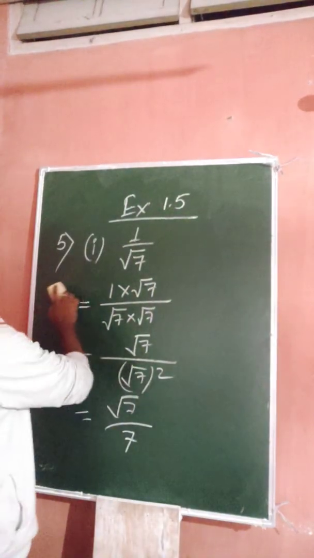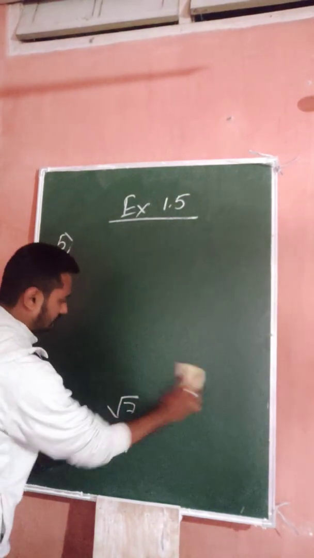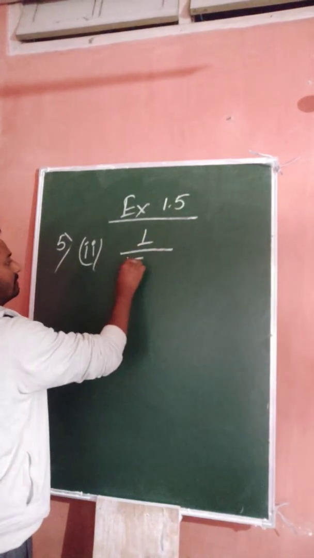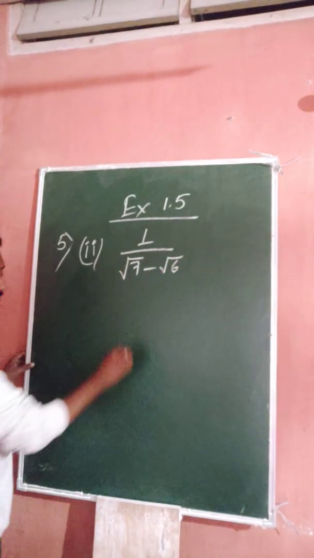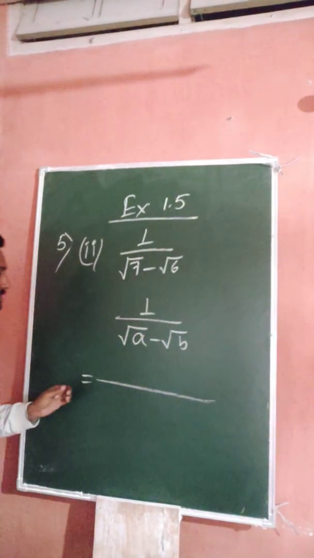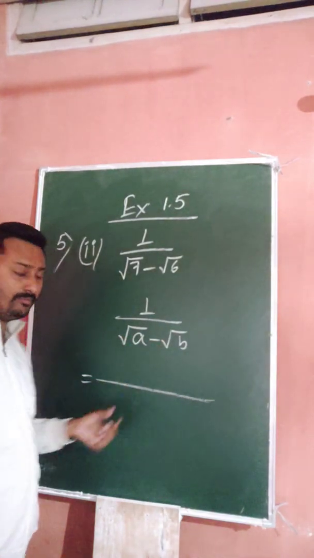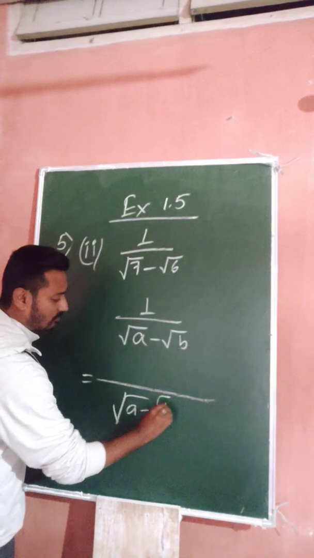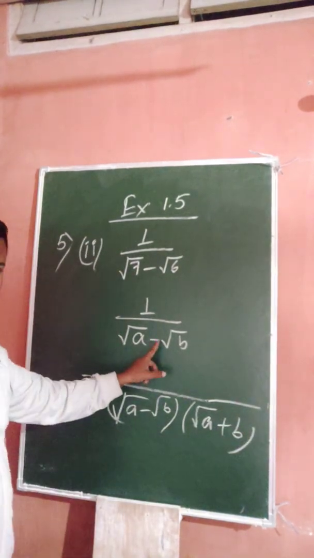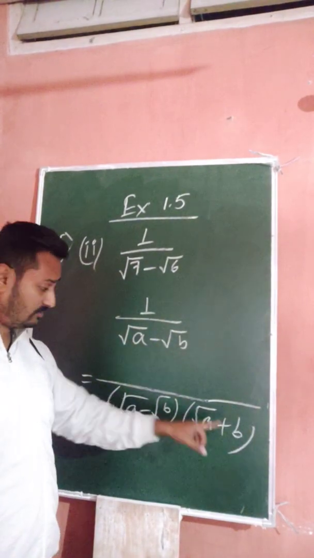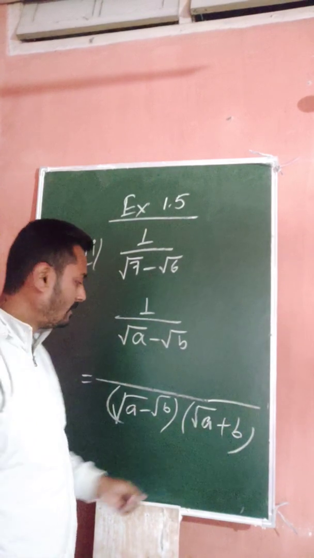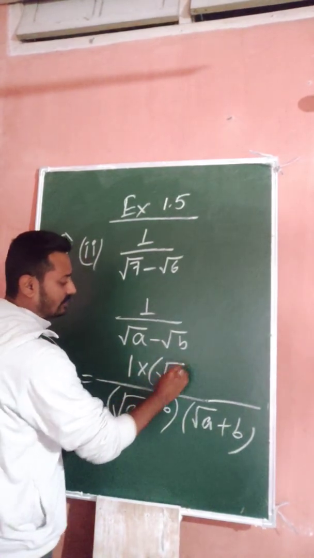Question number 2: 1 by root 7 minus root 6. So this one is actually a form of 1 by root a minus root b. Whenever the denominator is of the form root a minus root b, then you have to multiply by the conjugate. That means if there is a negative symbol, then you have to multiply the same thing with the opposite symbol, that means a positive symbol. The conjugate of root a minus root b is root a plus root b. Again, the same thing, you have to multiply with the numerator also.